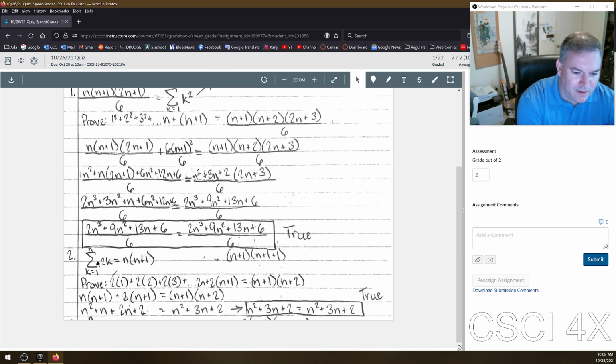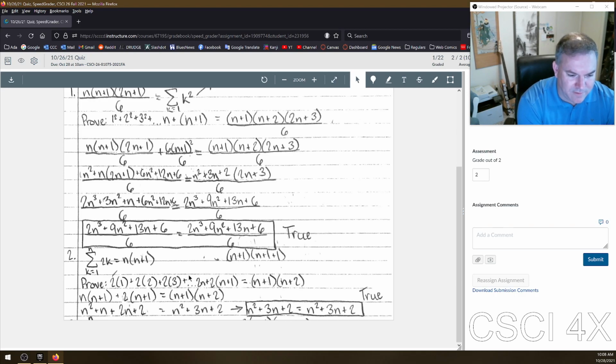Okay. And then for the second one here. Sum of all 2k equals n plus 1. Prove that. Okay, so the ellipses, that sum there, we know what that is. That is n times n plus 1. And then there's one more term at the end there, which is going to be 2 times n plus 1 there.